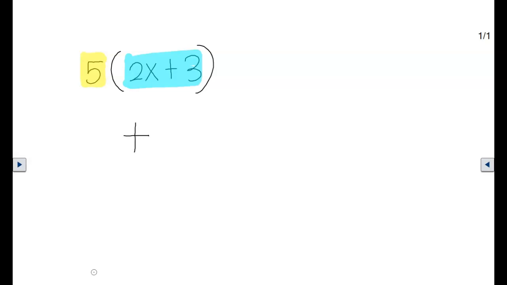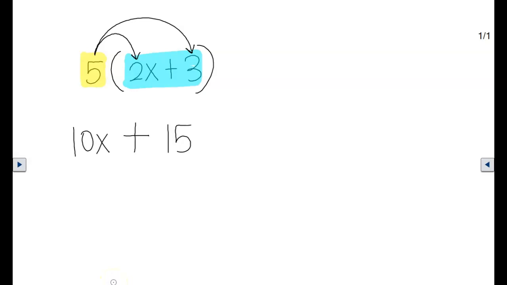Now, what the distributive property tells me to do is to take that 5 that's being multiplied by this group and to multiply that 5 by each member of my group. So we did 5 times 2x first. 5 times 2 is 10, and we reattach x. And then 5 times 3 is 15. And so I end up with 10x plus 15.